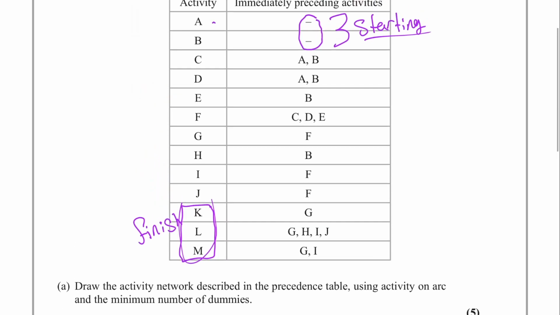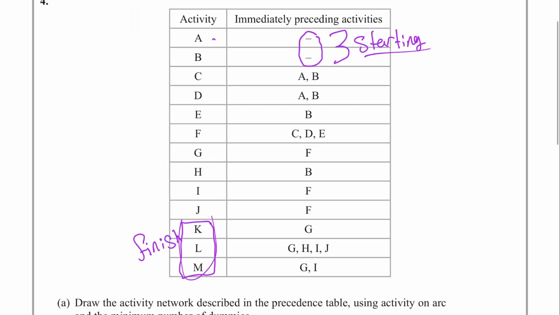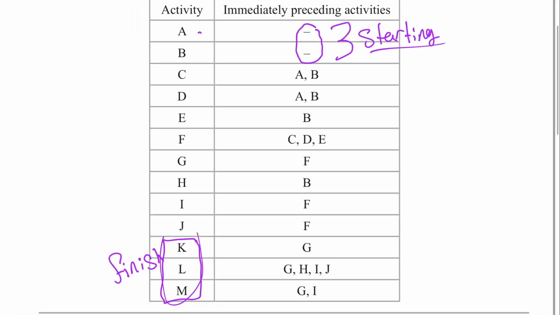So that's before drawing the network, but still we're not done. There's a way to identify the dummy activities that we are going to be drawing. Dummy activities are going to be needed when the immediately preceding activity is required in different combinations. If we take a look over here, we have B showing up once, twice, and 3 times. So we know that we're going to have to use a dummy activity to link between those different activities. And the only way to do that is using a dummy activity.